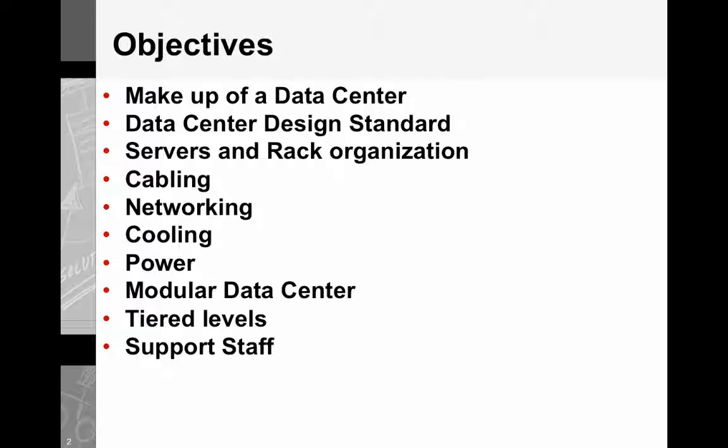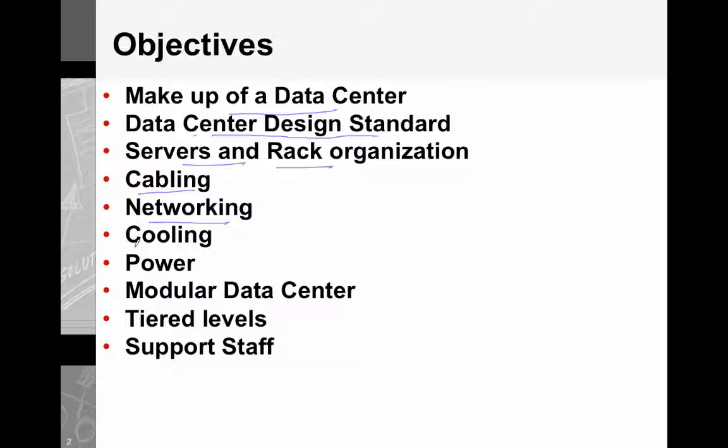So what are the objectives? We look at the makeup of a data center. We look at the data center design standard. Believe it or not, there is actually a standard for data center designs. We look at what servers are and how racks are organized within a data center. And then we'll look at cabling. We'll also look at networking, which is an important aspect of a data center because you're connecting all these different infrastructure hardware together. You need to have good networking.